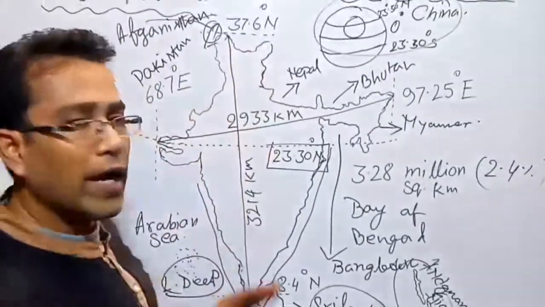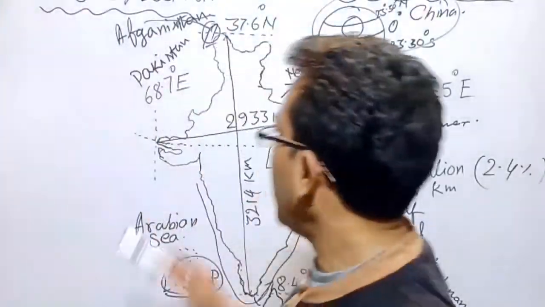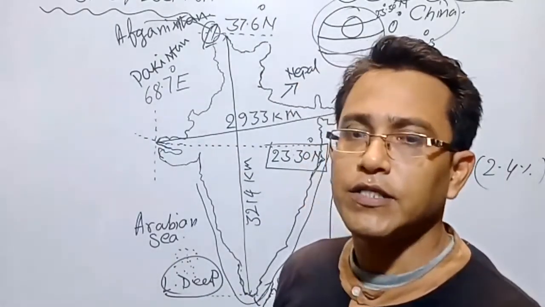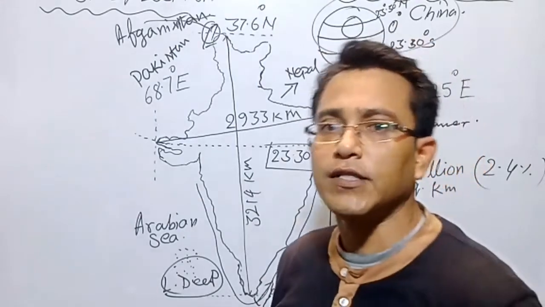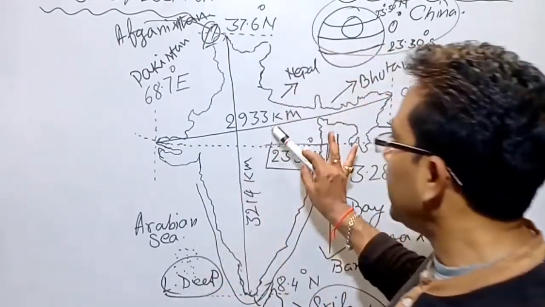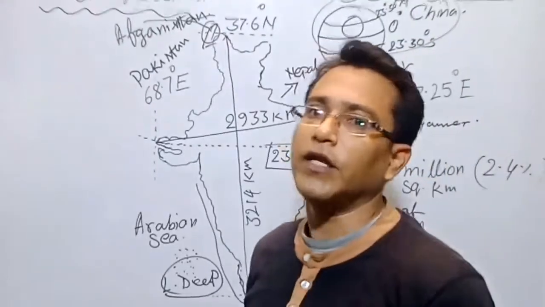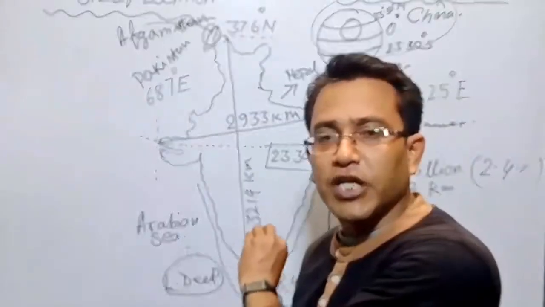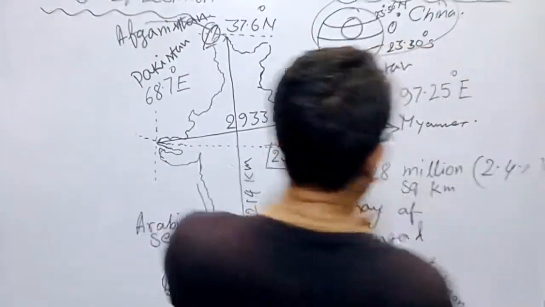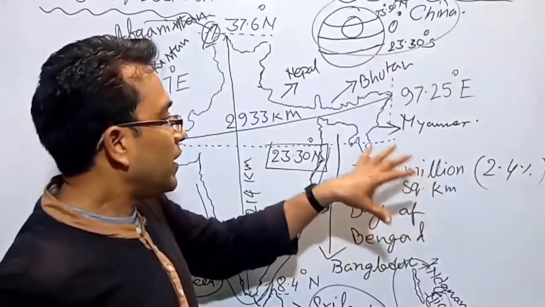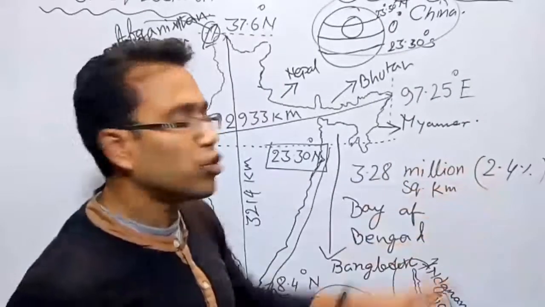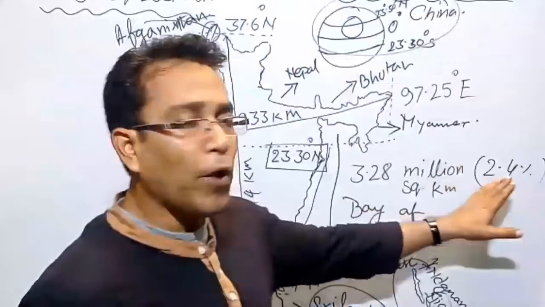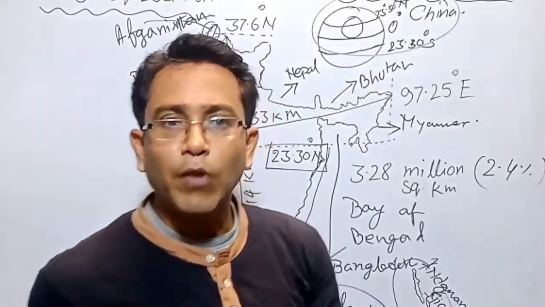So as a whole, I am giving you a clear idea again about our country, India. India is one of the countries of the Asian continent. Asia is the largest continent of the world. According to size, India is the 7th largest country of the world. And what is its area? 3.28 million square kilometer. And the total land area is 2.5% of the total land area of the world.